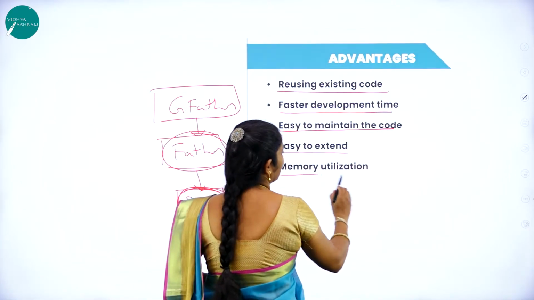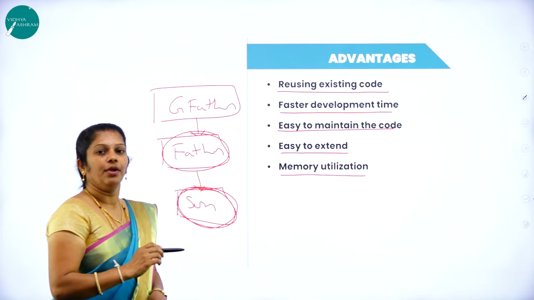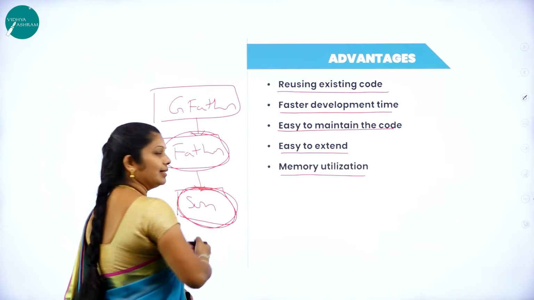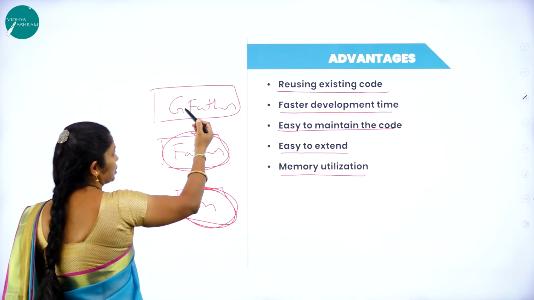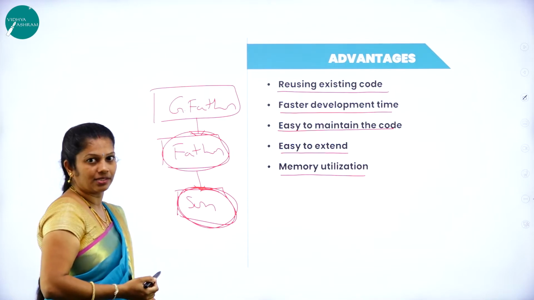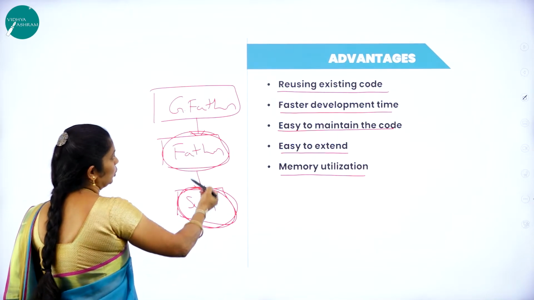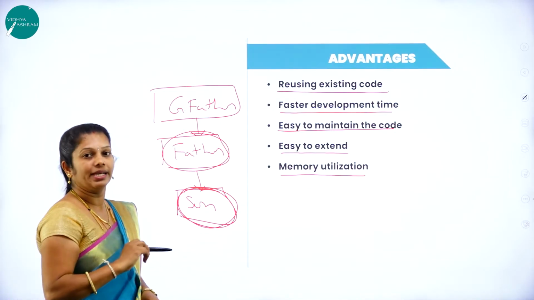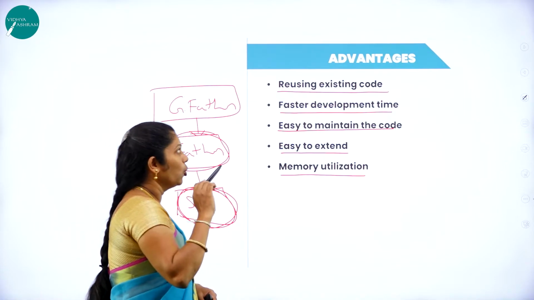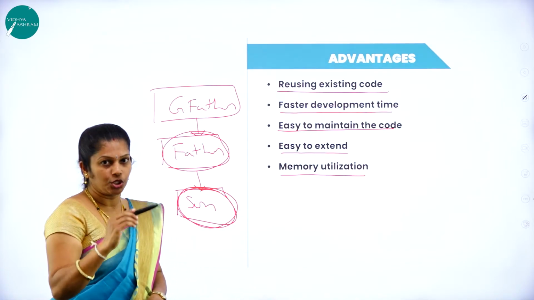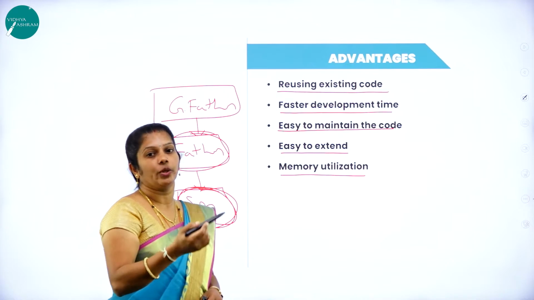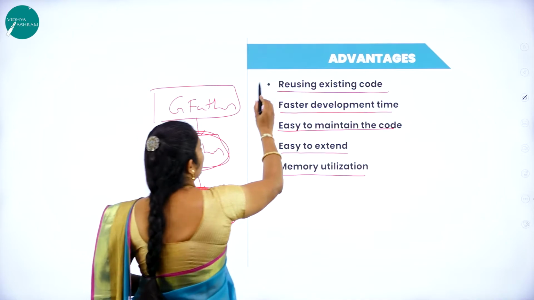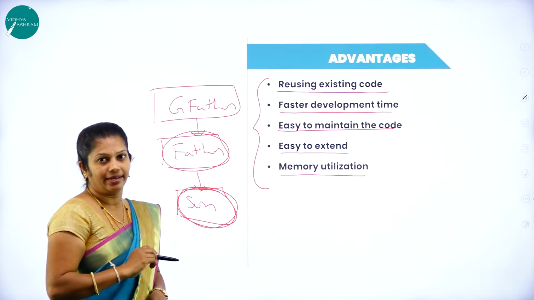Memory utilization is less here, because while writing the son's properties, this son has the properties of the grandfather, father, and then additional properties. That's why once again there is no need to write the properties of the grandfather as well as the father. That's why the memory consumption is reduced here. Code can be reused, memory consumption is very less, easy to maintain, easy to extend, and time consumption is also very less here. These are a few advantages of inheritance.